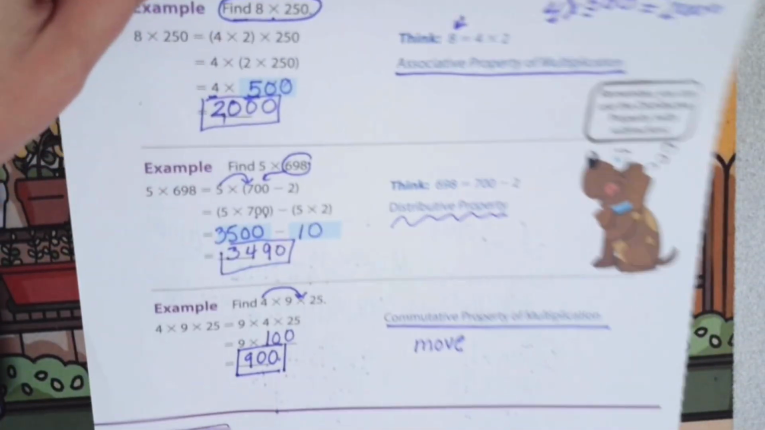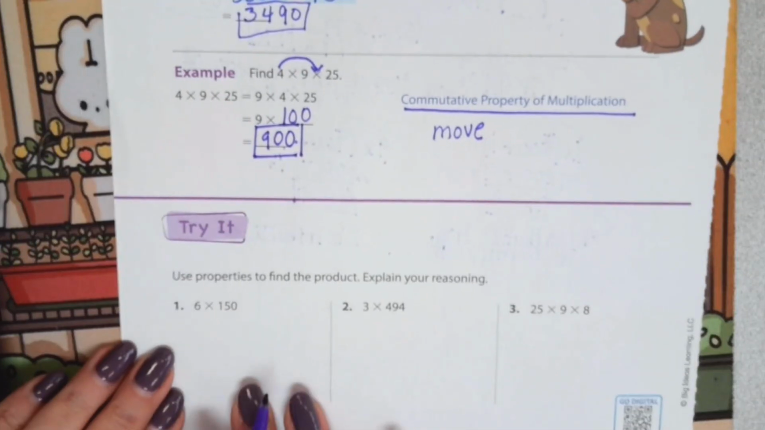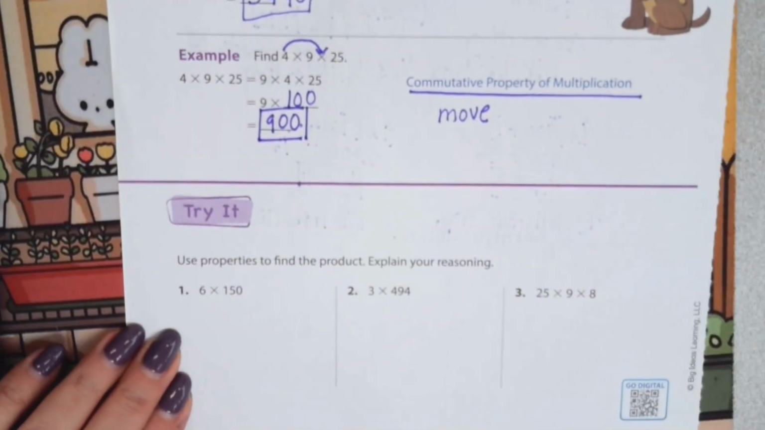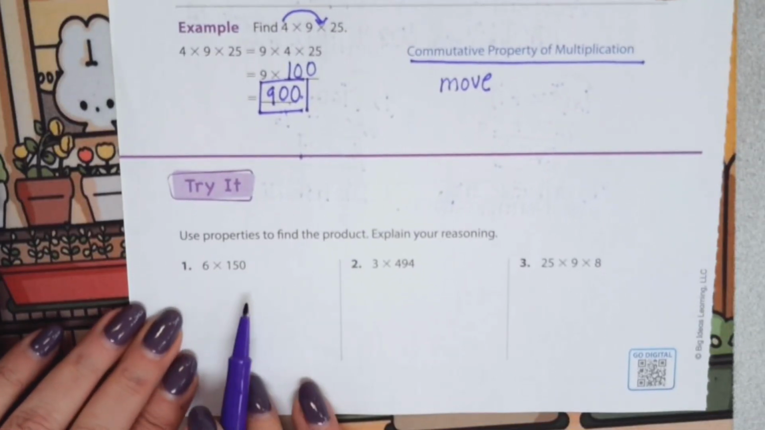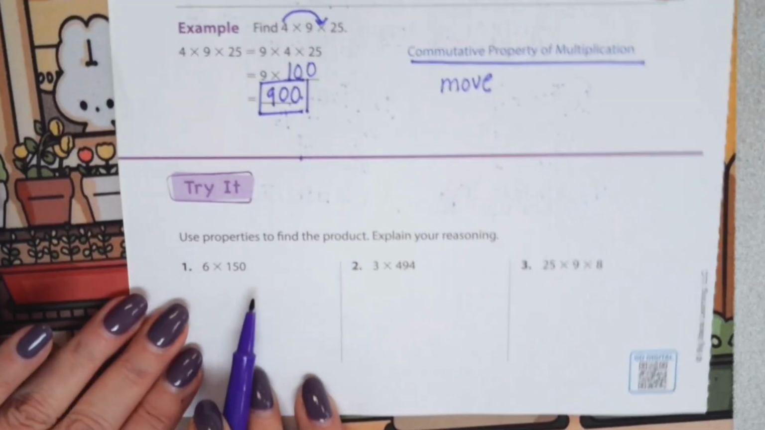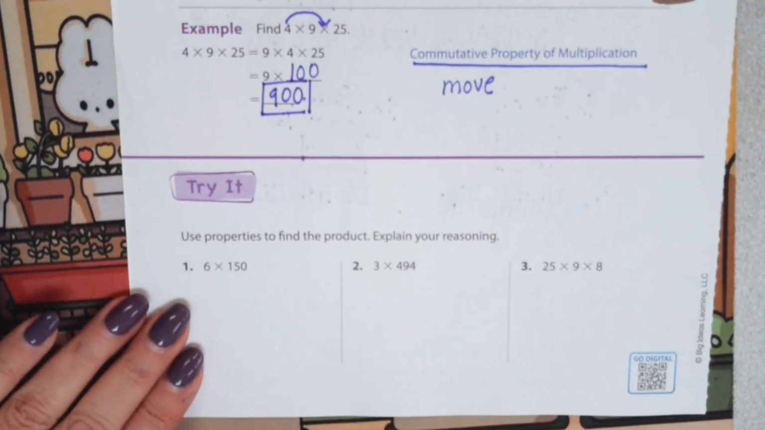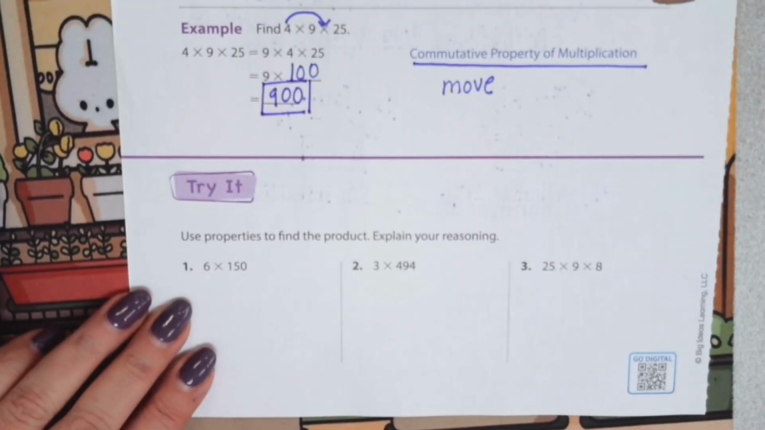Okay. I'm going to do one more example. I'm going to do the try it. This one. You can come up with different properties, okay? But what do you think is the best property for this one? I think it is associative property. Okay, what can we do? Tell me. So we could do 3 times 150.